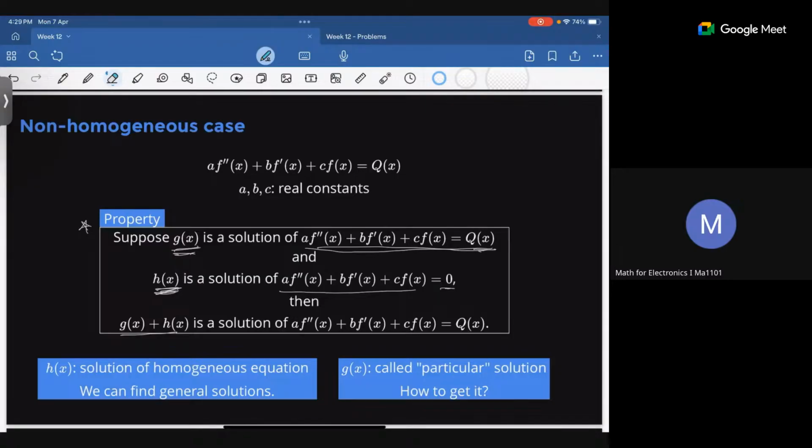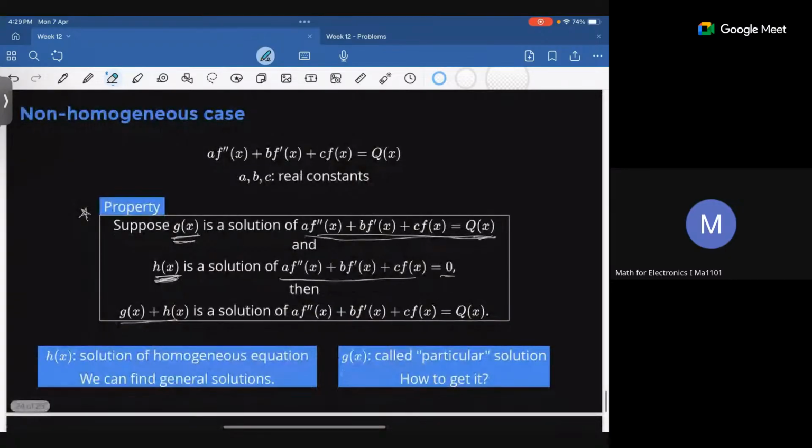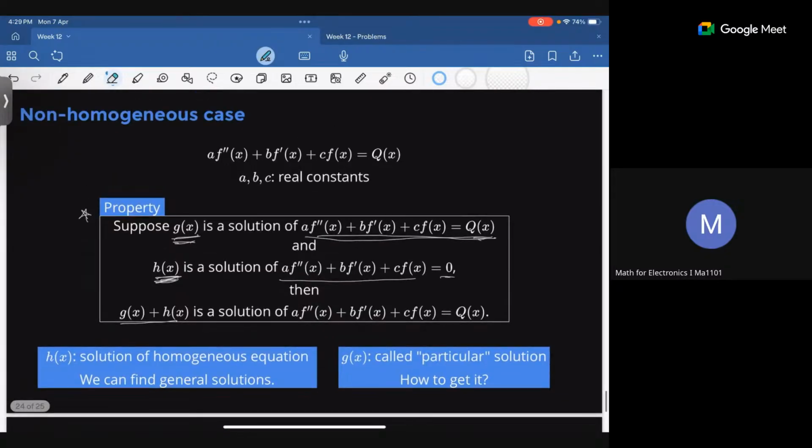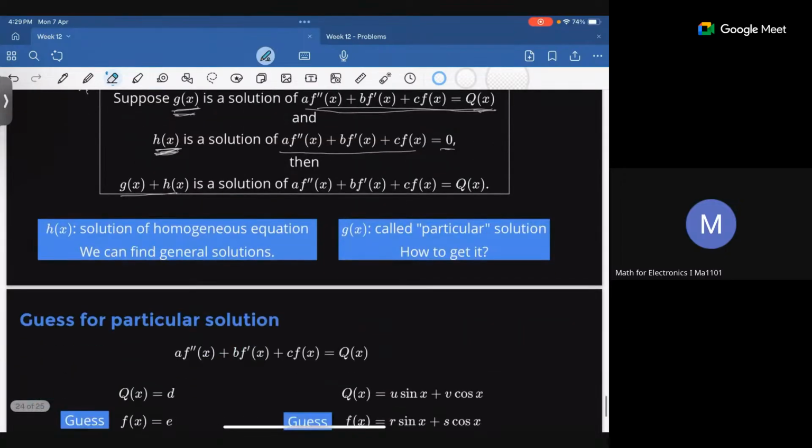Or in other words, it should be added to the general solution also. Okay, so this general solution is called the particular solution. So g of x is called the particular solution and h of x is the solution for our homogeneous equation. We can find h of x, but we are yet to know how to find g of x, which is the particular solution.